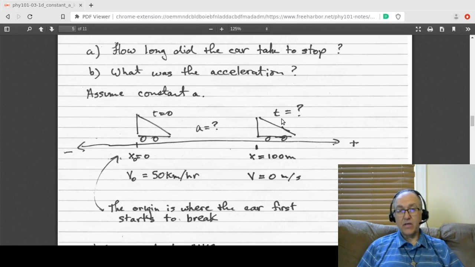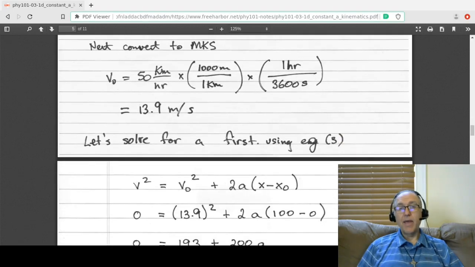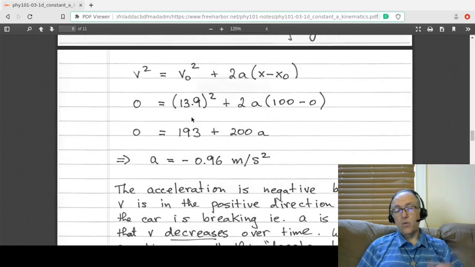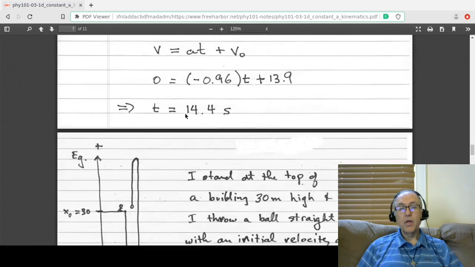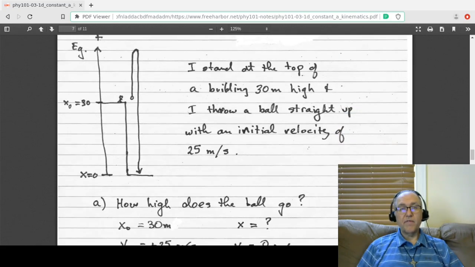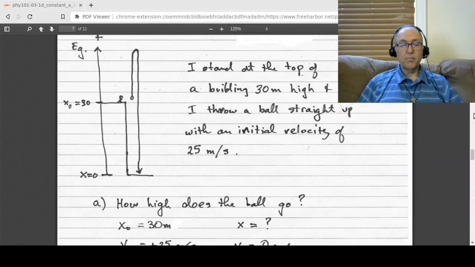Now once you've identified all of the variables, then you can start thinking about which equation you're going to use. You may have to convert, obviously. Plug into the equations in MKS, and out will come the answer in MKS. Okay? All right, so there was our first problem. Let's do another problem.